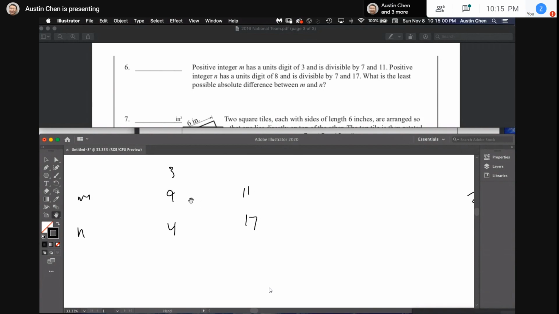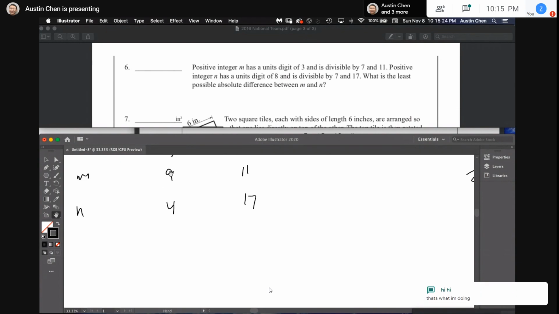And so now we just find the least possible absolute difference between m and n here, and then we multiply by 7. For this, honestly, I would just start by trying to list some stuff out. The first thing that works here, as m has to have a units digit of 9 and has to be divisible by 11, right? So the smallest m that works is 99.